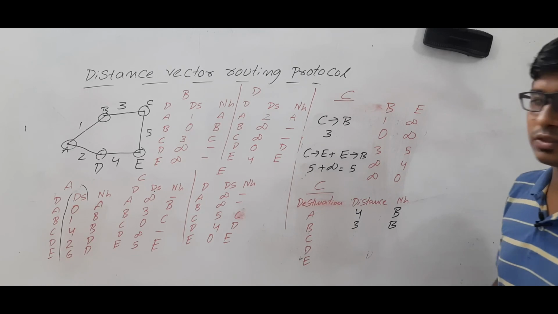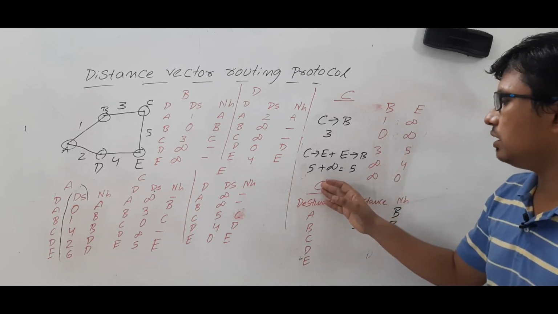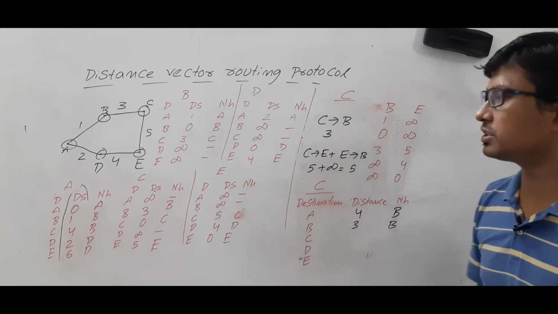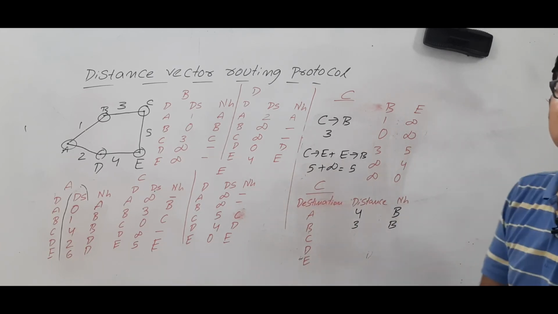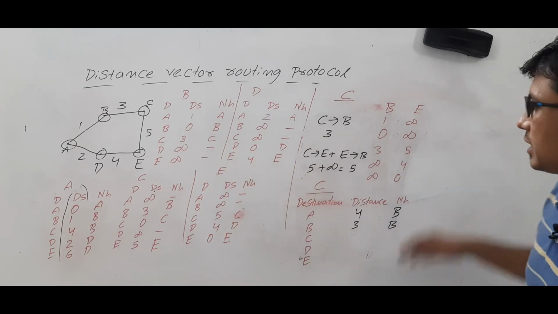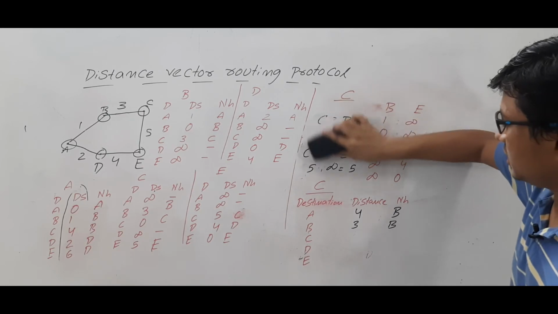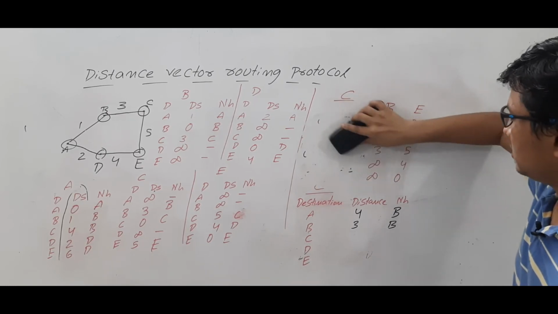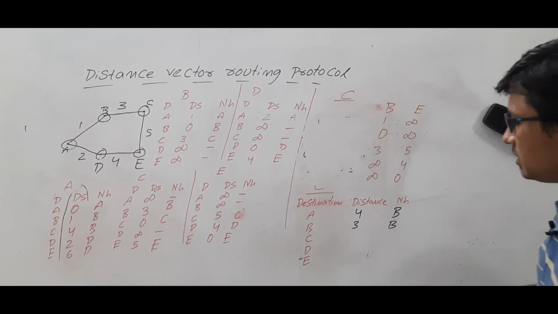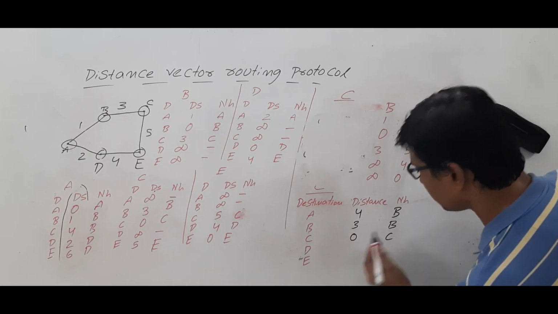Are you able to understand? So if you verify, I am computing the distance from C to all its destinations using these two distance vectors only. I am not checking the old value. Old value means old routing tables. Now C to C is 0 only. From me to me is 0, just as the distance from my home to my home is 0.